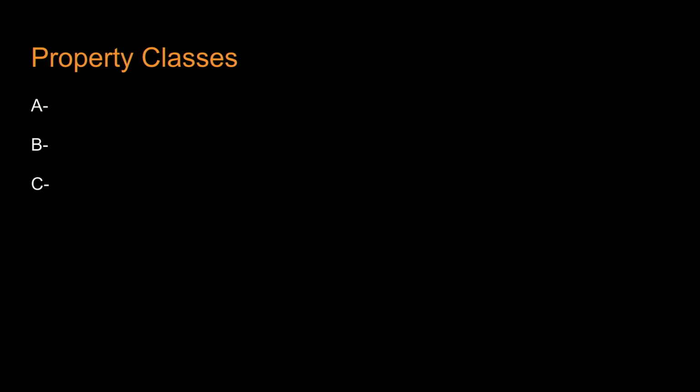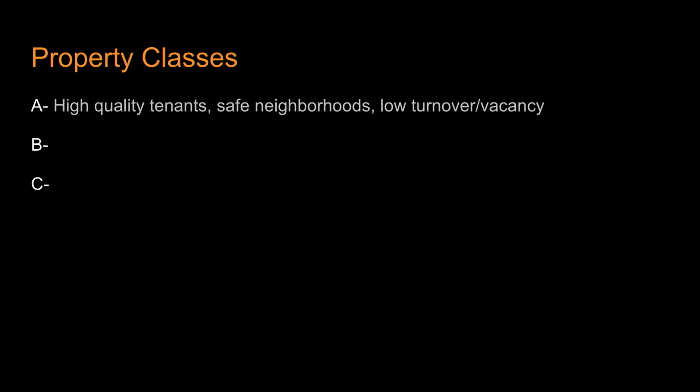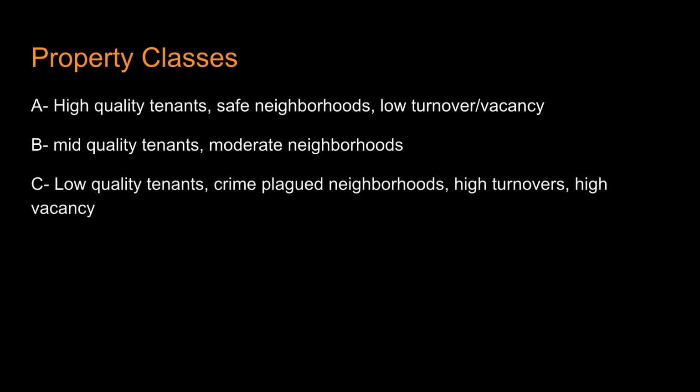Now, going into some of the lingo of real estate investing, we talk about property classes by grading them A, B, or C. An A-class property is high-quality tenants, safe neighborhoods, low turnover, and low vacancy. A B-class property is usually mid-quality tenants in moderate neighborhoods. C-class properties usually involve low-quality tenants in crime-plagued neighborhoods with high turnover and high vacancy. Now, anything beyond that is considered war zone, and that's where we start talking about becoming a slumlord.